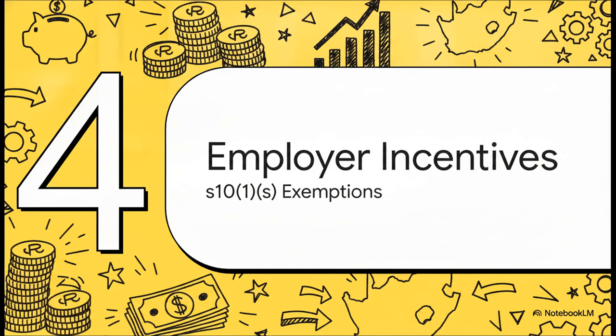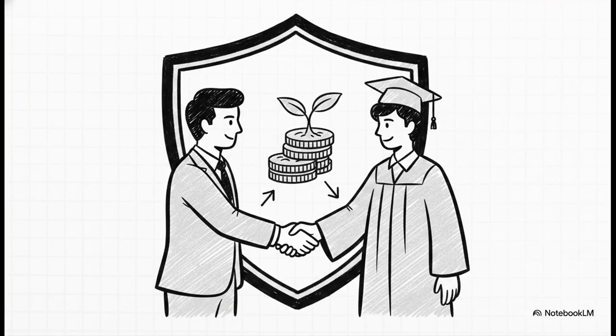And finally, Section 4, Employer Incentives. You know, the tax code actively works to encourage positive corporate behavior. Section 10(1)(s) deals with the Employment Tax Incentive, or ETI, which incentivizes employers to go out and hire young, inexperienced workers. When an employer qualifies for this, they actually get to reduce the PAYE they owe to SARS. Now, without this specific exemption, that reduction in liabilities would theoretically be included right back in their gross income and taxed. This exemption completely shields that ETI reduction.